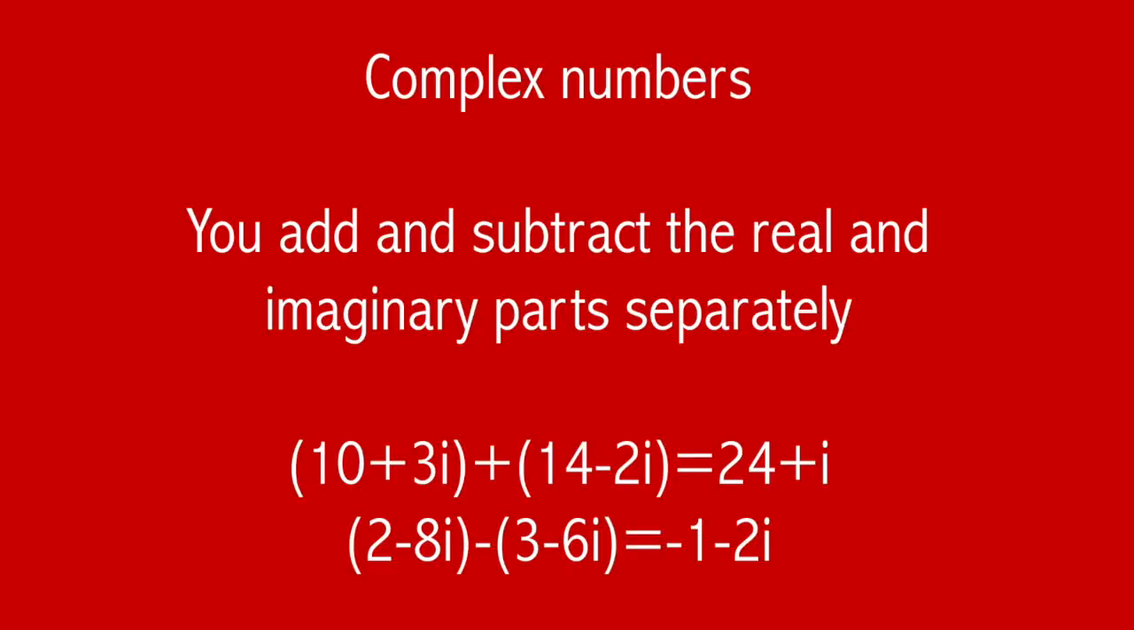So all the numbers that you have dealt with are actually complex numbers in a way. Anyway, back to adding and subtracting. What I meant when I said it is very similar to algebra was that you add the real part separately, so 10 plus 14, 24, and you add the imaginary part separately, so 3 minus 2i, that's plus i. Similarly, in subtraction, real parts 2 minus 3, minus 1, and imaginary parts minus 8i minus of negative 6i, that is minus 8 plus 6i, which is minus 2i, and it's pretty simple.